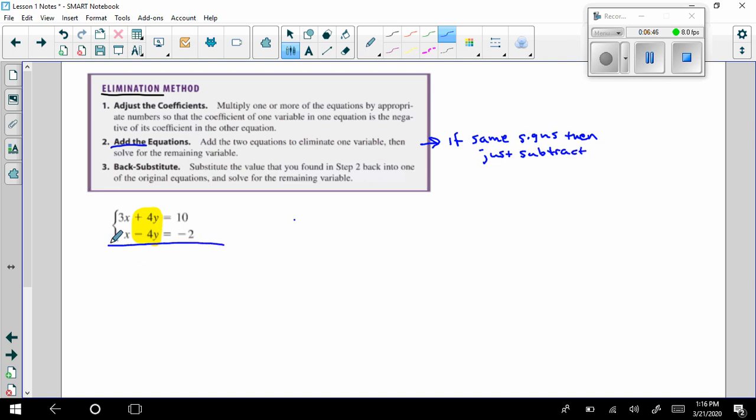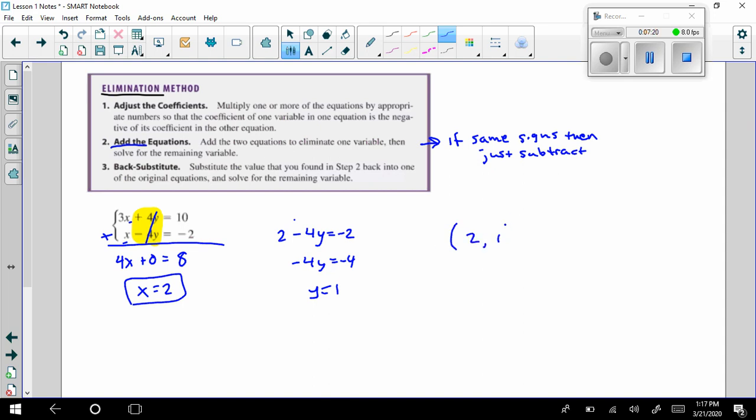Okay, but the point is that if we add these equations down, we get 4x, and then these cancel to 0. And you want to make sure they actually go to 0. Don't just get cancel happy and say, oh, yay, that's 0. And this goes to 8. So x equals 2. And then we can take this value and plug it back into one of our equations. Now I'm going to do the bottom one. So 2 minus 4y equals negative 2. Negative 4y equals negative 4, and y equals 1. So our solution is (2, 1).